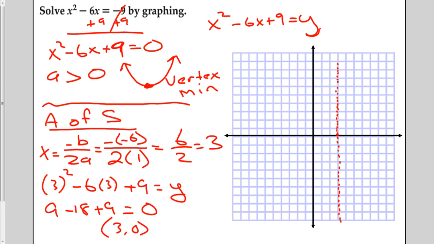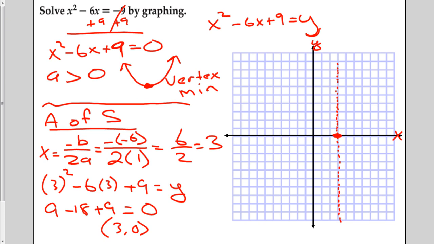3, 0 is right here. And that's not only my vertex, which is the minimum point that I could possibly have, it's also my root. Because when I plug in 3, I get out 0. And when y is equal to 0, that gives me the solution of this equation. So since that's my minimum point, this graph can't go any lower. It can't go further below the x-axis. It's the only time this graph actually touches the x-axis.